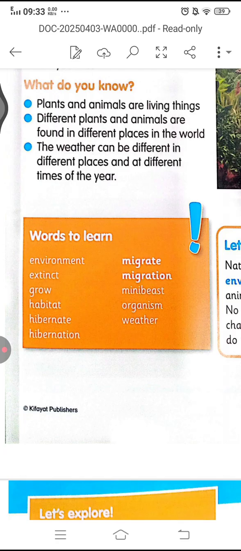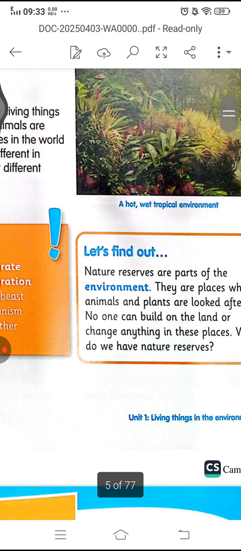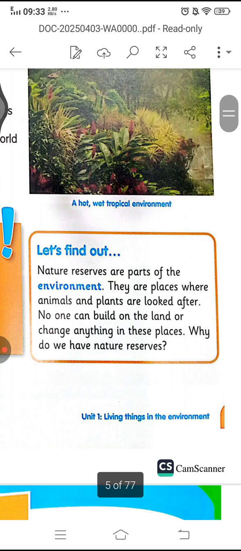Migrate is to move from one place to another. Migration is the process of movement in search of food, or you can say, in search of a favorite atmosphere, favorite weather. And minibeast is the name of the animal. Organism is a thing. It can be a plant, an animal, a bird or anything. Weather is the state of atmosphere. Okay, now let's find out. Nature reserves all parts of the environment.